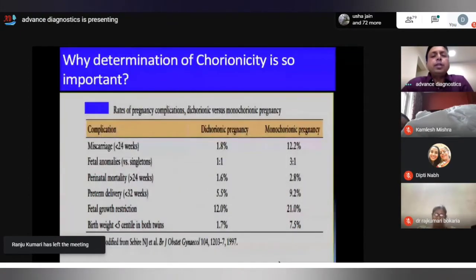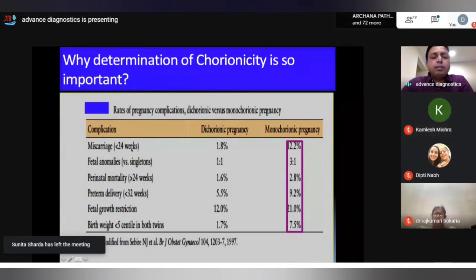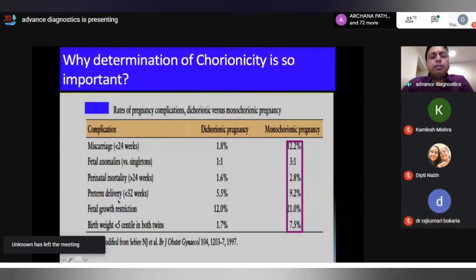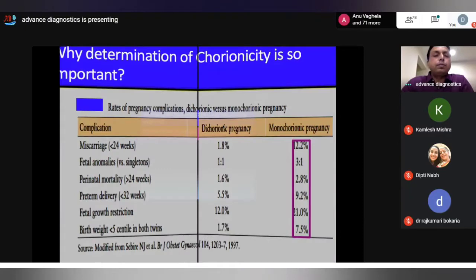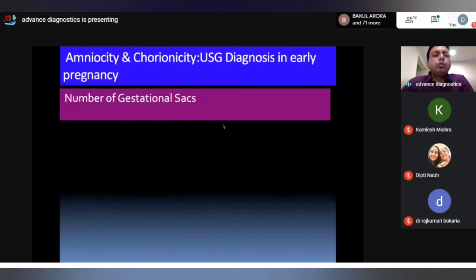So why is determination of chorionicity so important? Because of the inherent complications. If you see the complications of either miscarriage or fetal anomalies or perinatal mortality or preterm delivery or FGR or birth weight less than 5th centile in both twins, they are all more in the monochorionic pregnancy than the dichorionic pregnancy. So that is why it is important to diagnose it as early as possible.